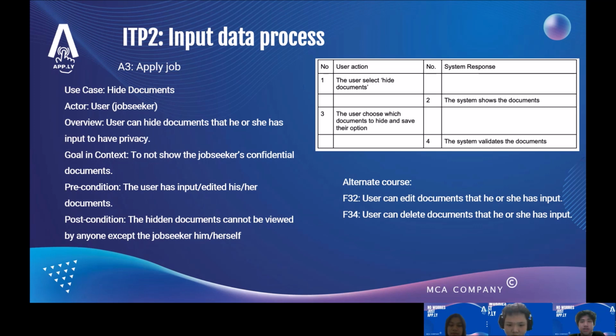The user action is the user selects hide documents. The system will respond: the system shows the documents. The user action: the user chooses which document to hide and saves their option. The system will respond: the system validates the document. The alternate course, use case 3.2, user can edit the document that he or she has input. Use case 3.4, user can delete the document that he or she has input.